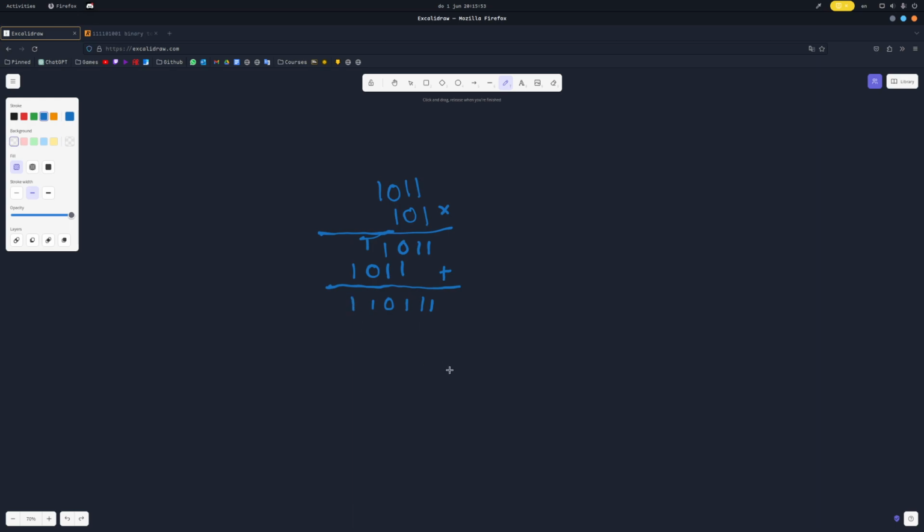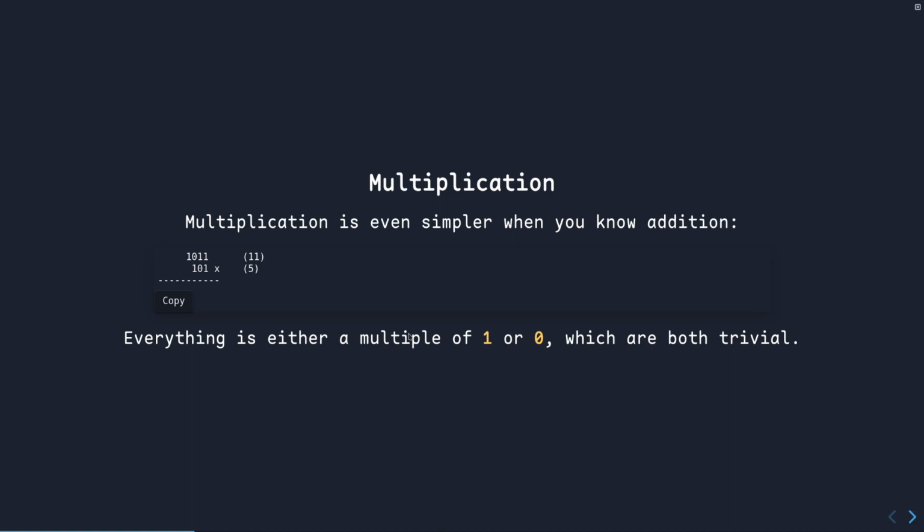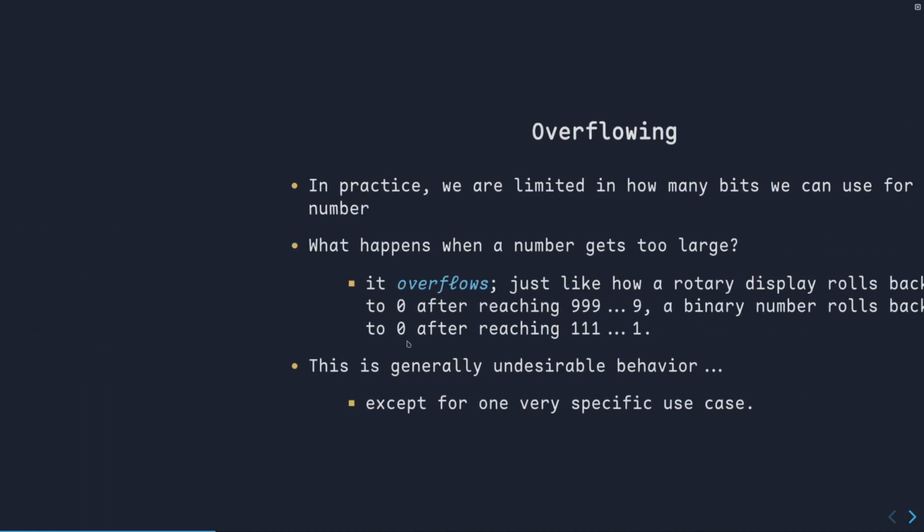And there you go. And this was 11 times 5, which should be 55. Let's see if that's true. This is a 1 plus 2 is 3, this is 7. This becomes 23. 23 plus 32 is 55, indeed. So that's multiplication.